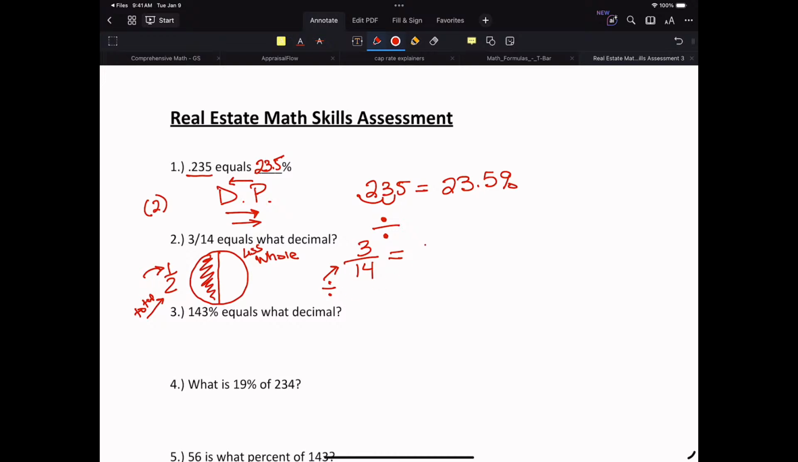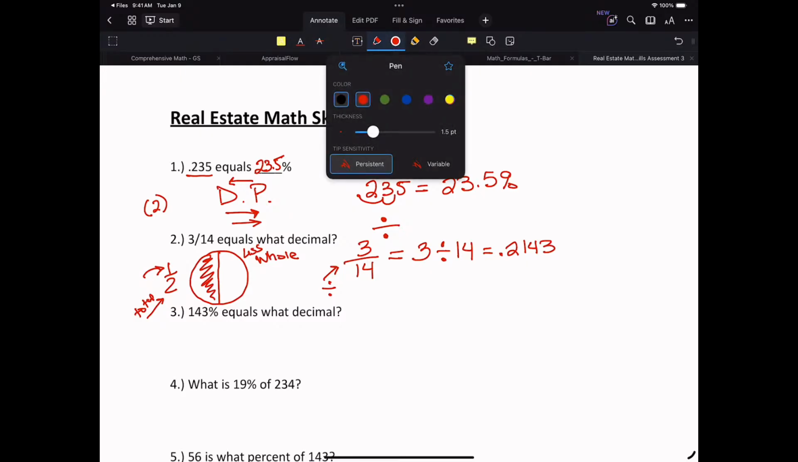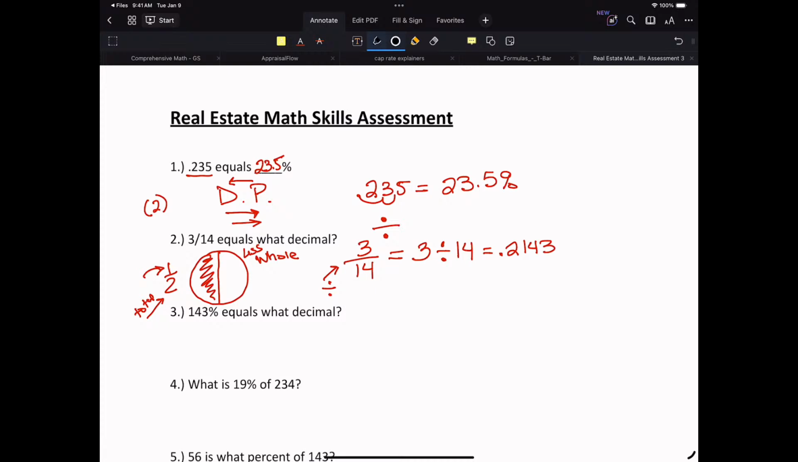So what I would do is put in my calculator 3 divided by 14. That's all you need to do, and I've got my calculator here, and you all are welcome to follow along. 3 divided by 14 equals 0.2143. Now let me stop right there, because some of you were taught, and you'll say this to me, oh, well, I learned you just need to put the big number in first.